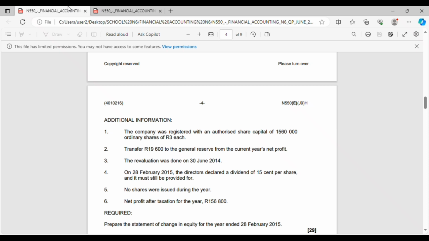Additional information number 1, we've been told that the authorized shares for ordinary shares is 3 rand. So here we determine the number of units. After getting the number of units, we multiply by 0.15 to get 11,600. I hope you all get the calculations.